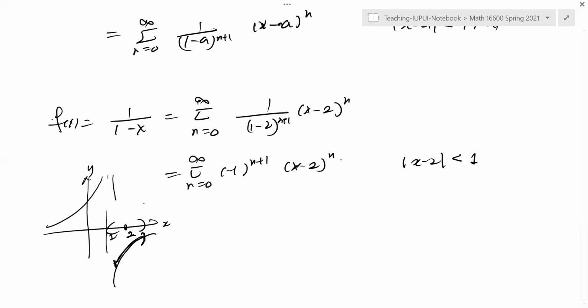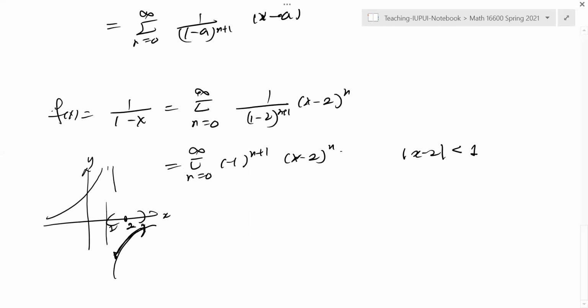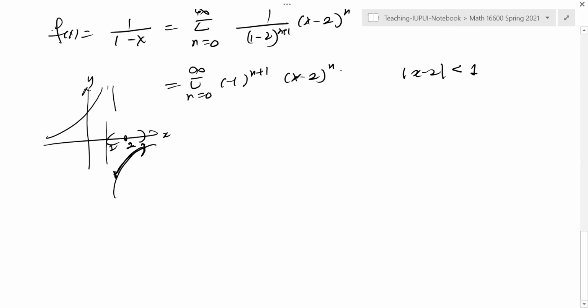It's great. This is our favorite example. So next time if I ask you to express this function as a power series around another point, you know how to do it.